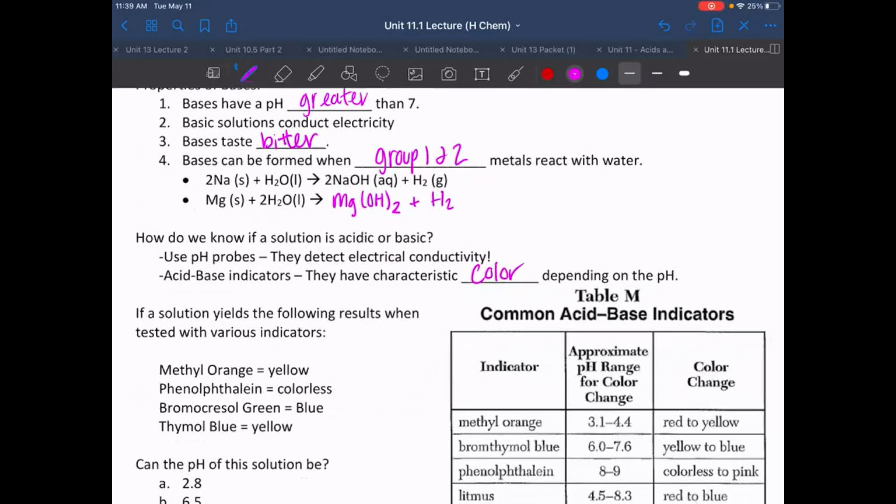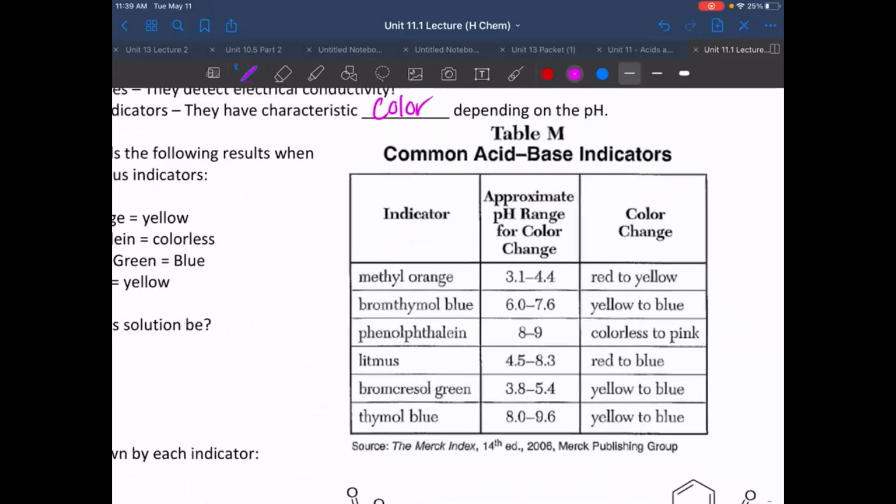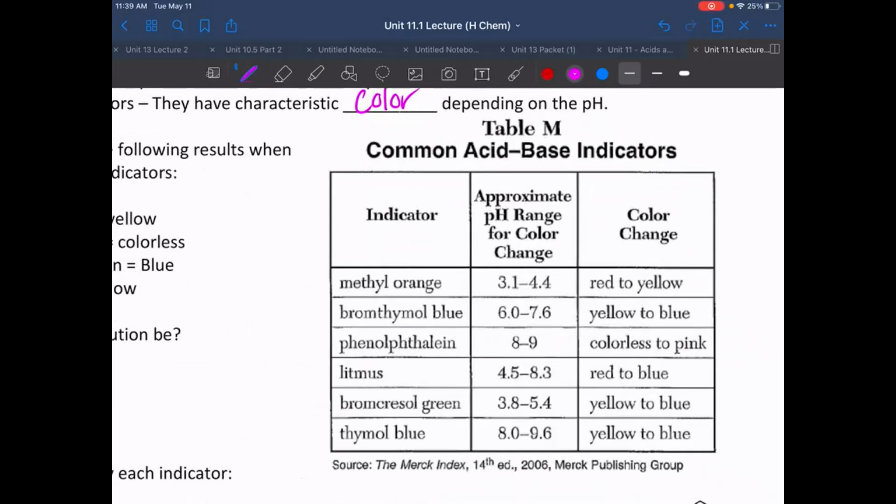And so table M goes through different indicators. We have different indicators because the range in which they can detect color depends on what their compound is. Like methyl orange is really good if you're shooting for a pH between 3.1 and 4.4. It can tell you where you're at. So how to use this chart: things that are 3.1 and below are going to be red. Things that are 4.4 and above are going to be yellow. In between, it's going to have a nice orange color, versus bromothymol blue, which will be yellow below 6. So I just read it left to right.